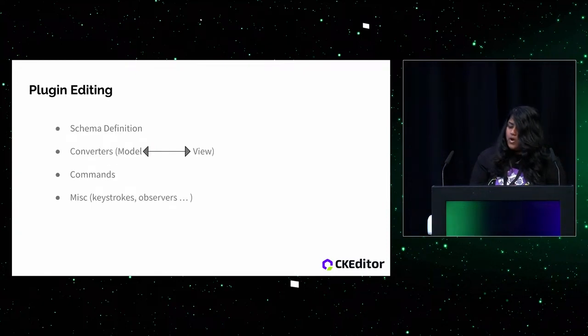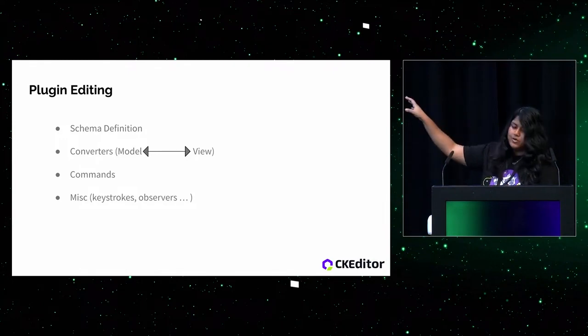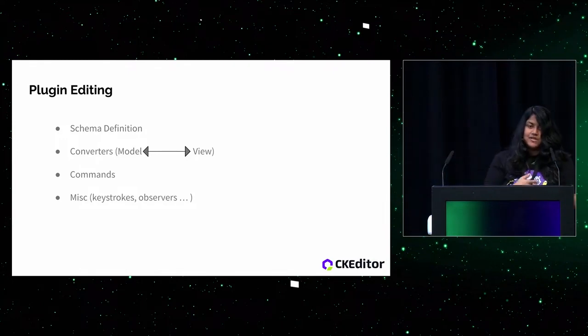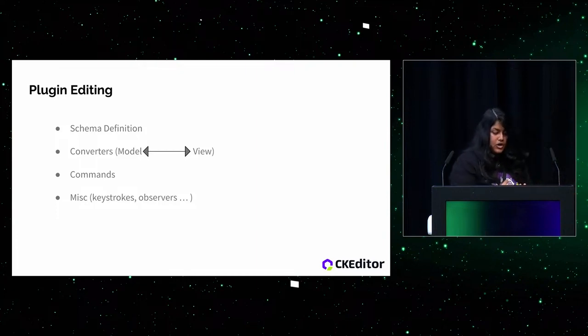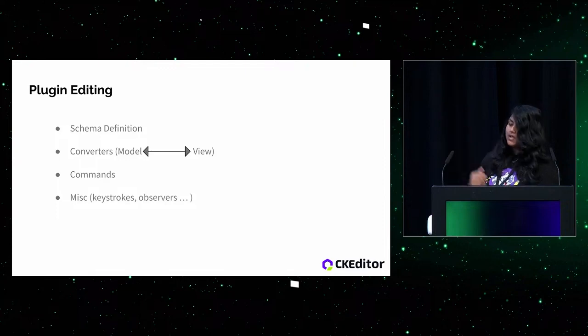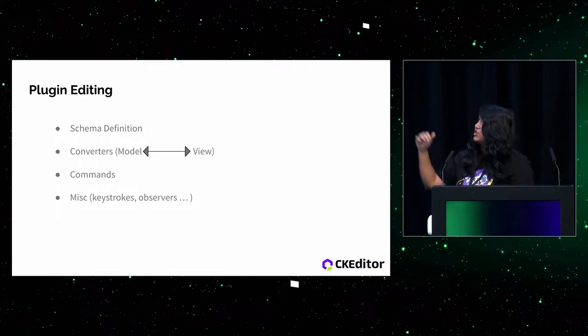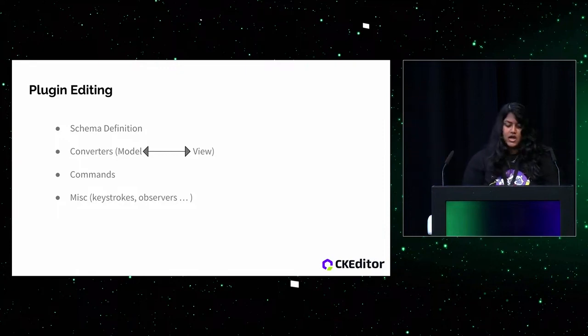So what is plugin editing? It basically consists of 3 main things and then a few other things. But the 3 main things that you need to know about plugin editing are the schema definition, converters, and commands. And these parts of the plugin work in conjunction with features such as keystrokes and observers to enhance your editing capabilities.